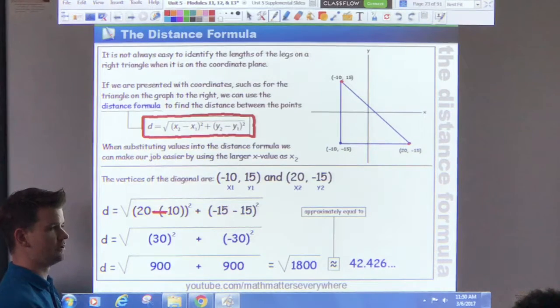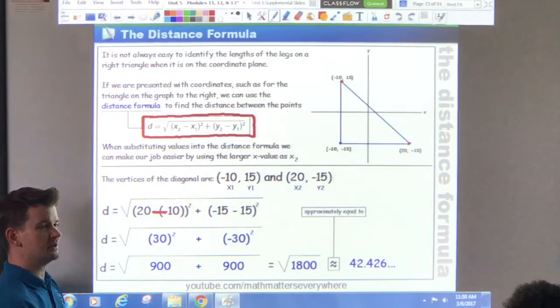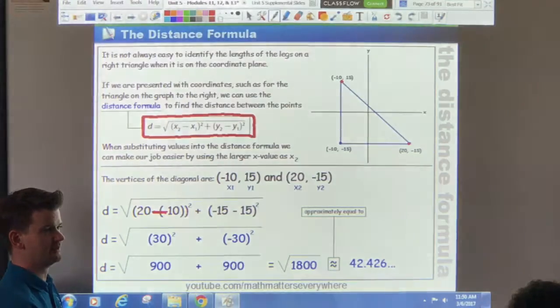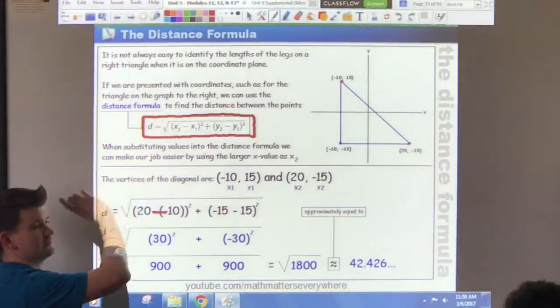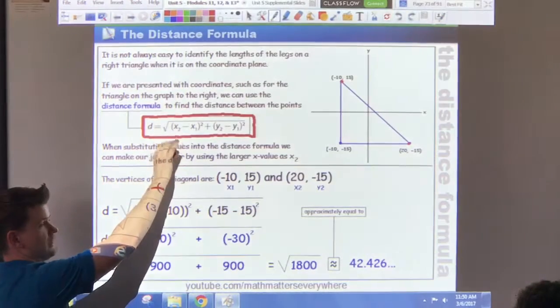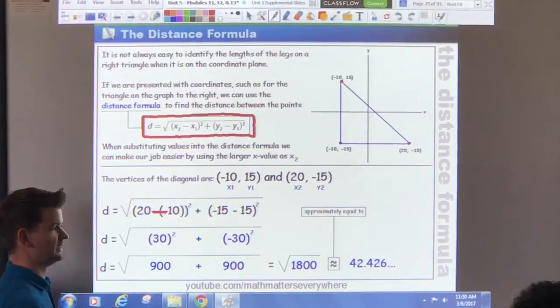So this is not the hardest process in the world. You do need to know this formula because most of these distances on the coordinate plane cannot be done using the Pythagorean theorem. You have to know this formula. It's not the hardest thing in the world. Square root of x2 minus x1 squared plus y2 minus y1 squared. Does take a little practice.